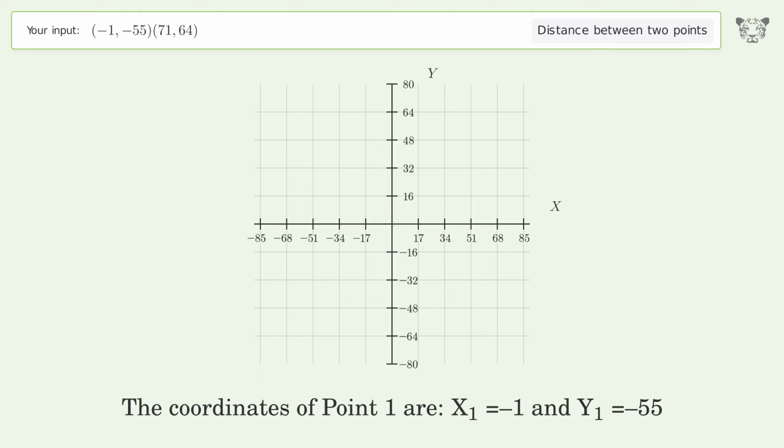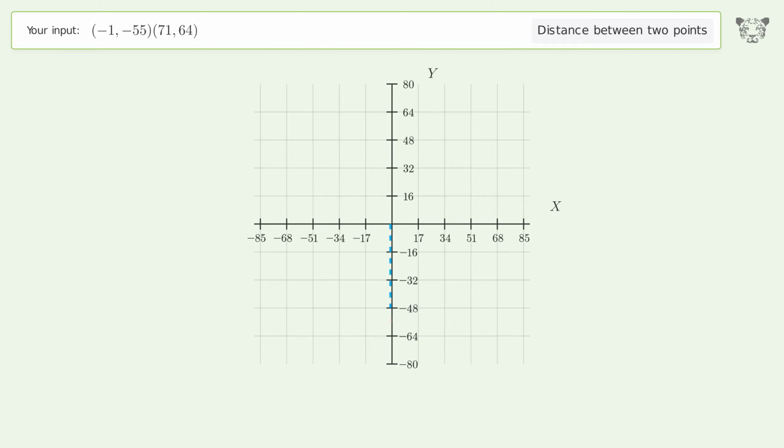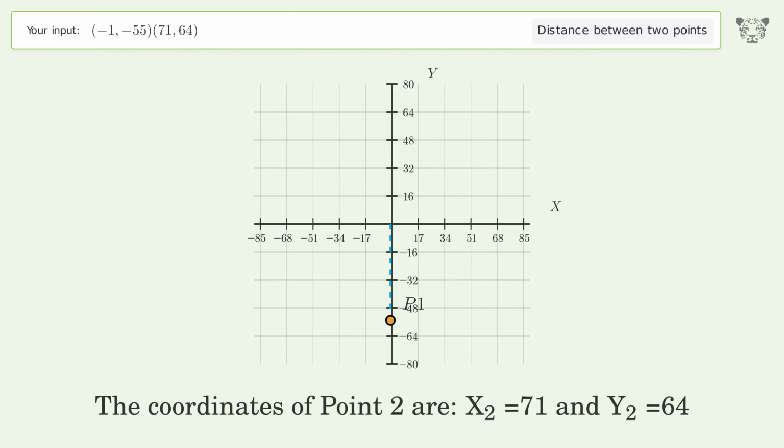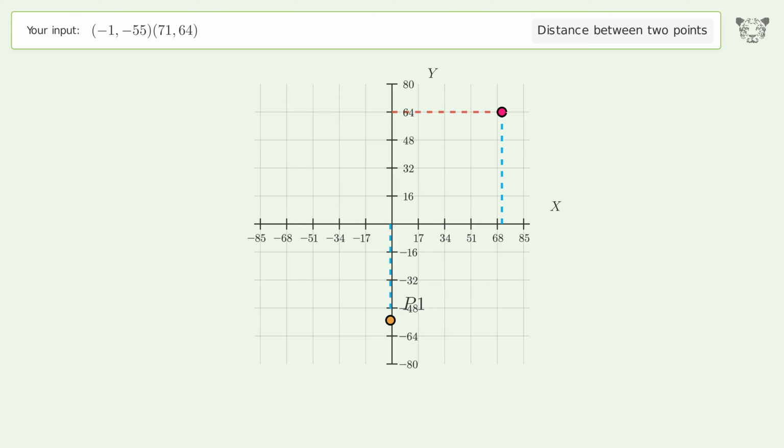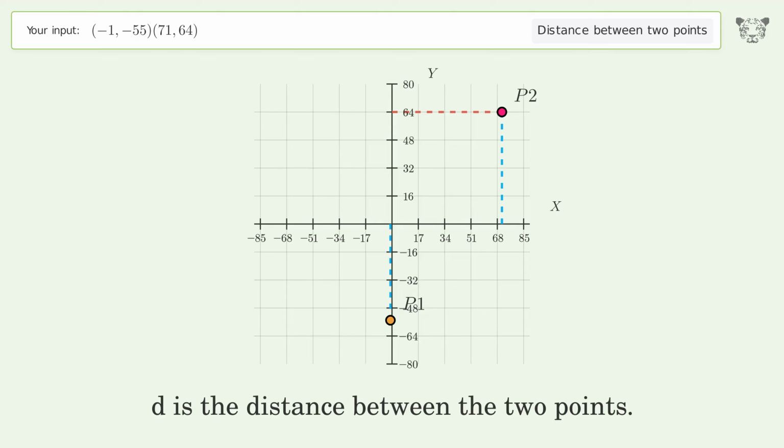The coordinates of point 1 are x1 equals -1 and y1 equals -55. The coordinates of point 2 are x2 equals 71 and y2 equals 64. D is the distance between the 2 points.